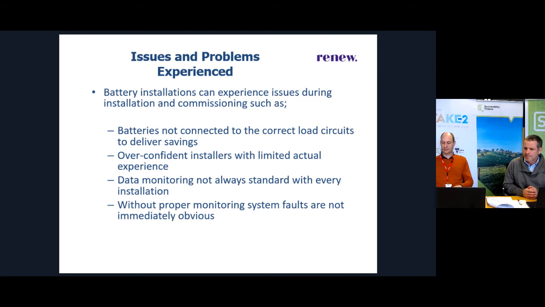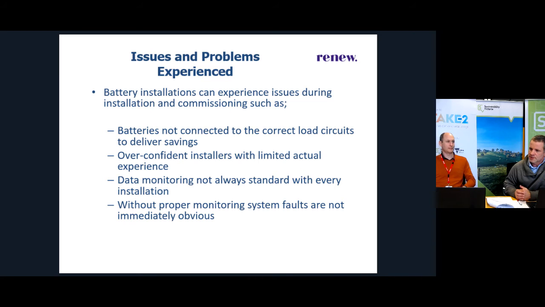And this other one was on the other side of things: it doesn't always go to plan, and sometimes you can experience difficulties with a project like this. Again, learning from councils' experiences, make sure that the batteries are connected to the correct load circuits to deliver savings. Also, be aware that sometimes you're working with installers that are very confident, but look at their track record in terms of doing battery installs, particularly on these types of buildings.